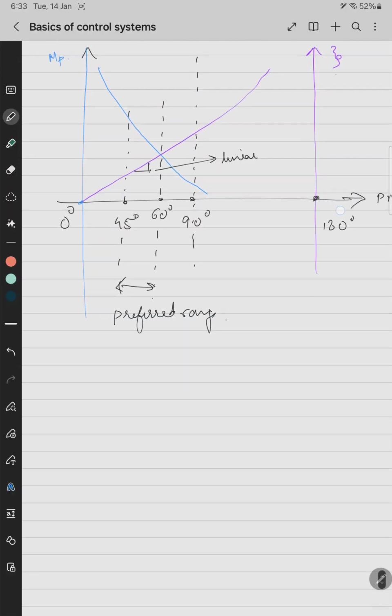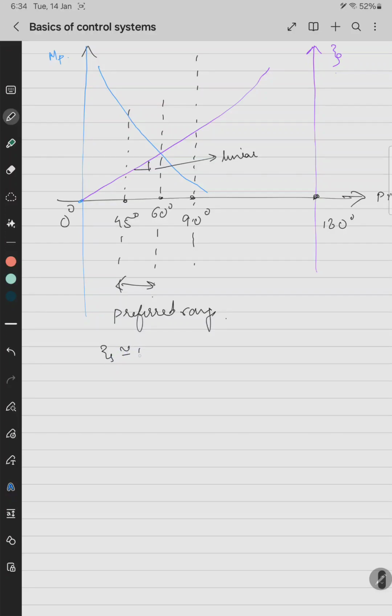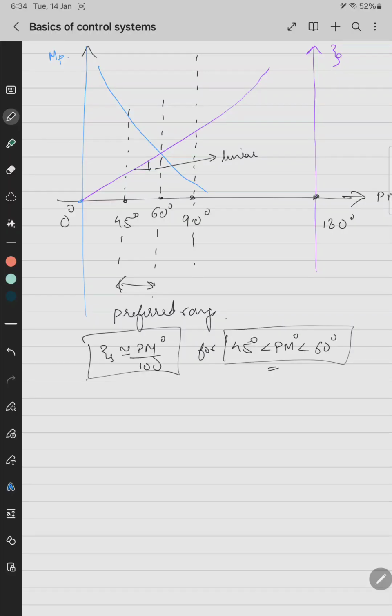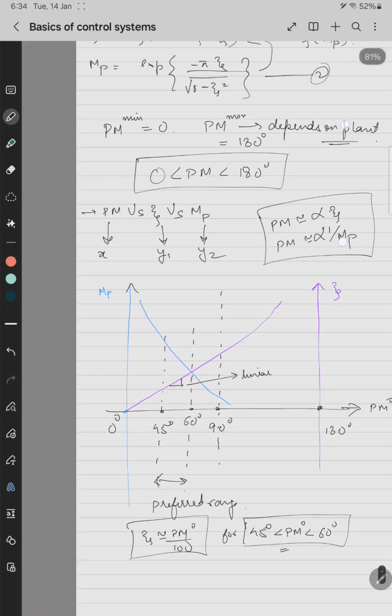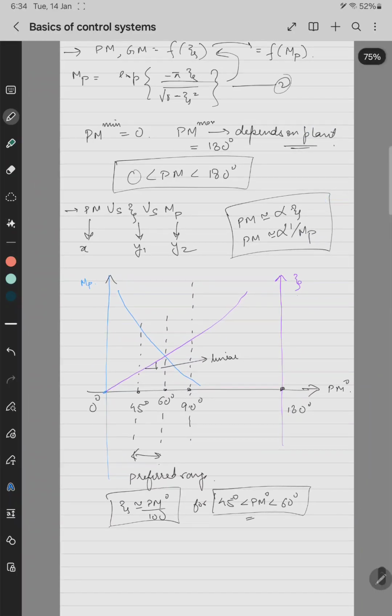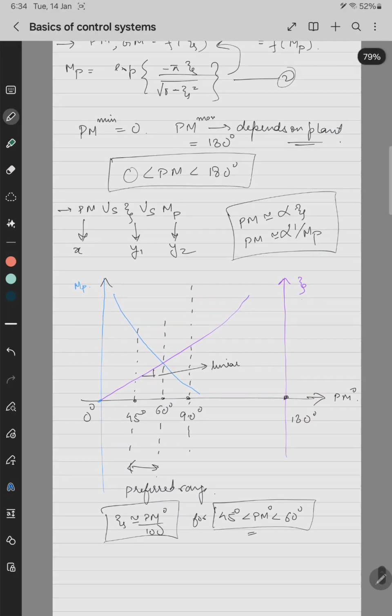So basically you can almost write zeta as phase margin in degrees divided by 100 using this identity, for 45 degrees less than phase margin less than 60 degrees. Basically this range is preferred for control of power electronic converters. This is just an approximation. So this is how we correlated the time domain specification with the frequency domain specification.